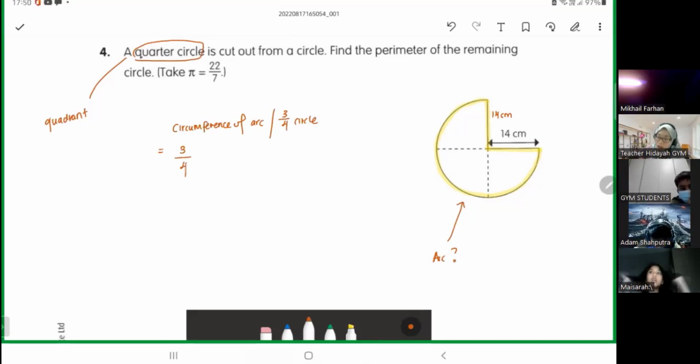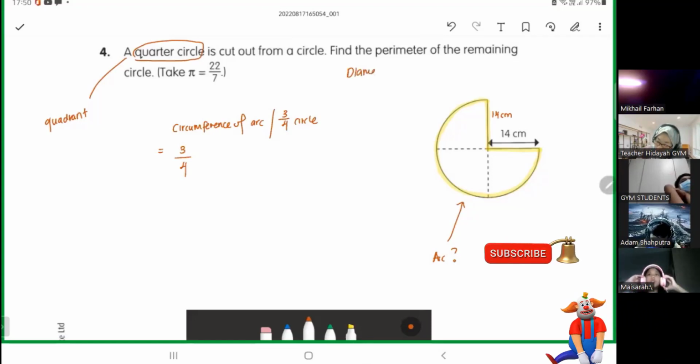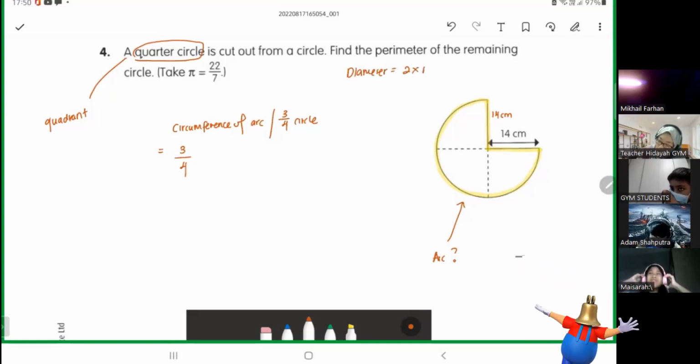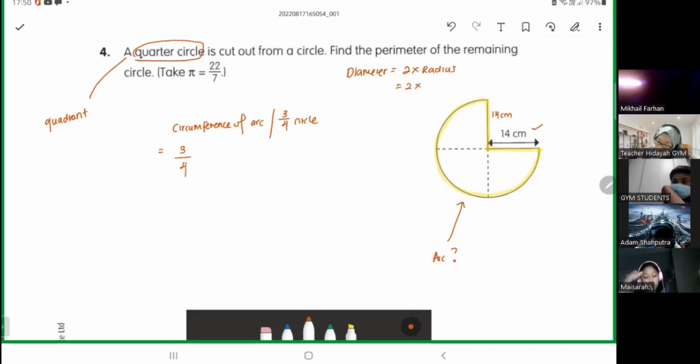Before we can proceed to find the circumference, we must know the diameter. Do I know the diameter? This is the step we need to find first. Diameter will be 2 times your radius. In this case, do we know the radius? Yes, this 14 cm is the radius. So 2 times 14 equals 28 cm.